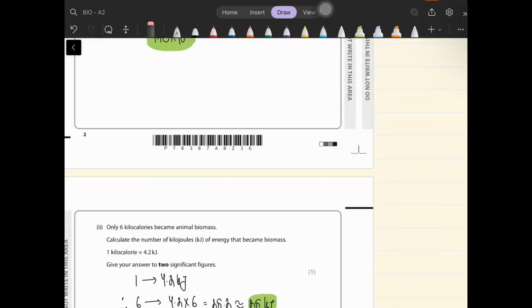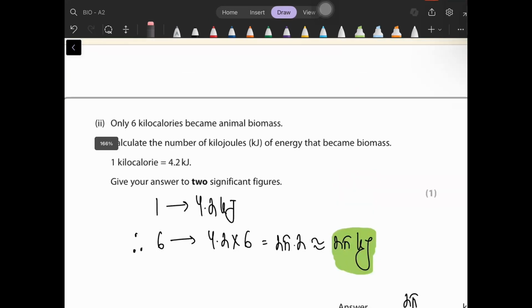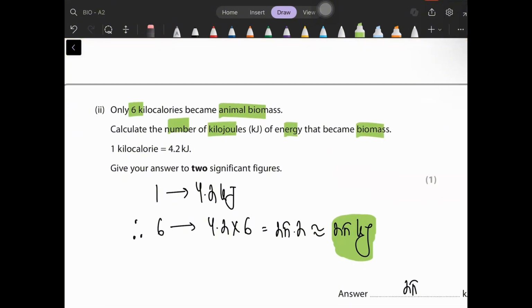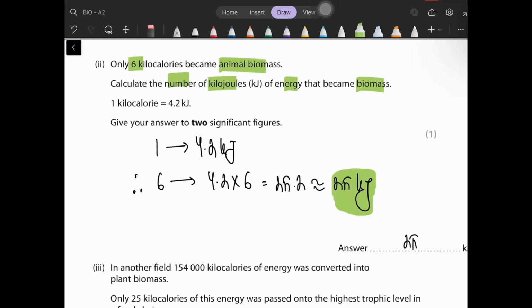And it said that only 6 kilocalories become animal biomass. Calculate the number of kilojoules of energy that become animal biomass. Again, it basically is a unitary method where 1 kilocalorie represents 4.2 kilojoules, and so 6 kilocalories would represent 4.2 times 6 kilojoules. So yeah.